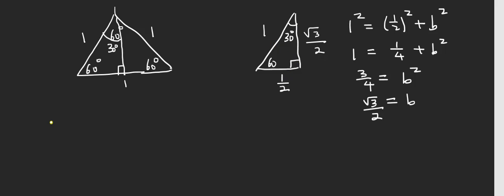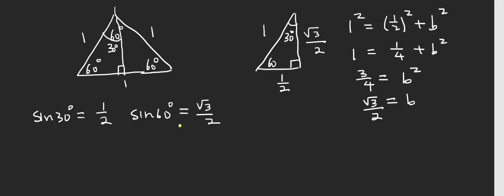Now based on this triangle, we could find sine of 30. What is sine of 30? Well, it's the opposite over hypotenuse. Remember SOHCAHTOA? So it's going to be 1/2. What about sine of 60? Sine of 60 is going to be opposite, which is radical 3/2, over hypotenuse, so it's radical 3/2. Now what about cosine of 30? Cosine is adjacent over hypotenuse. So it's going to be radical 3/2 over 1, which is radical 3/2.